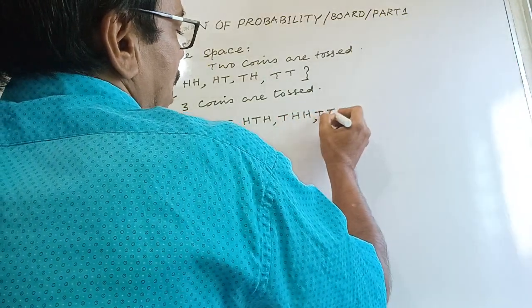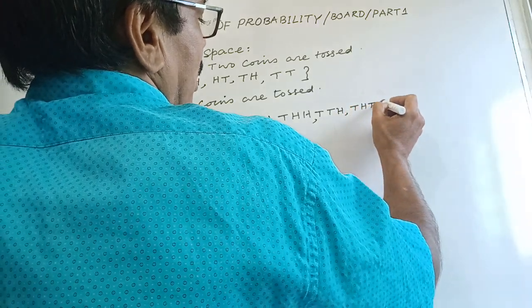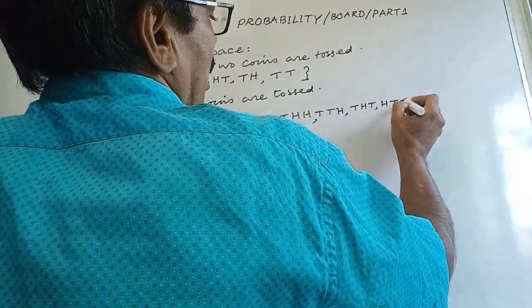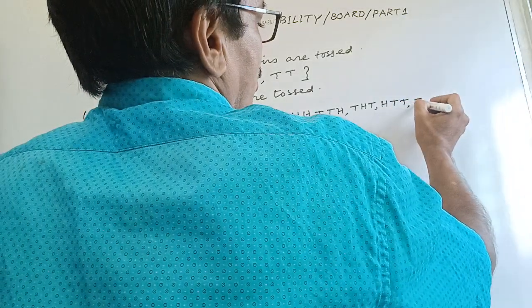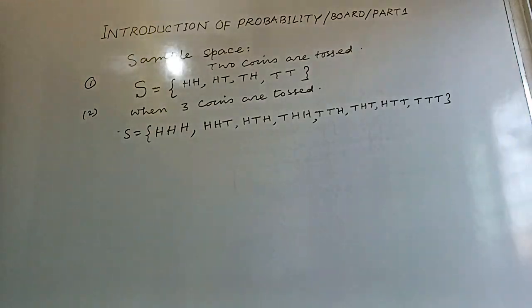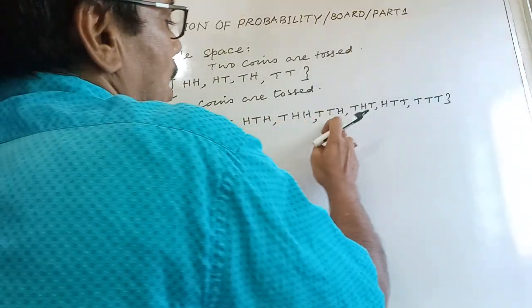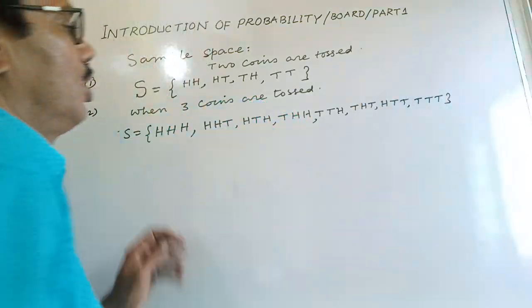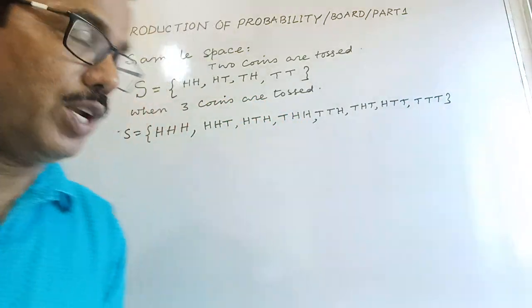Then 2 tails: TTH, THT, HTT, and 3 tails: TTT. So you are getting 1, 2, 3, 4, 5, 6, 7, 8. So 8 possible cases. You know it.